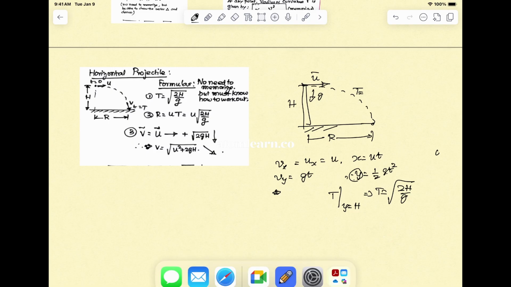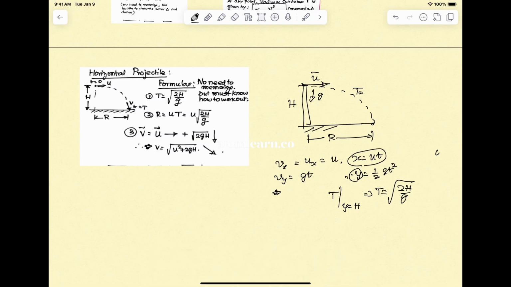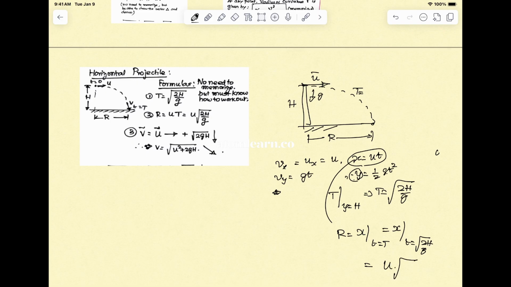Now put it into this equation. The range is the x value at time t equal to the time of flight, which is nothing but the x value at t equal to root of 2h by g. Therefore this can be written as u into root of 2h by g, which is the range on the horizontal. That is the distance between the point where the stone falls and the foot of the building. Right? Now these are the relations which are given here.